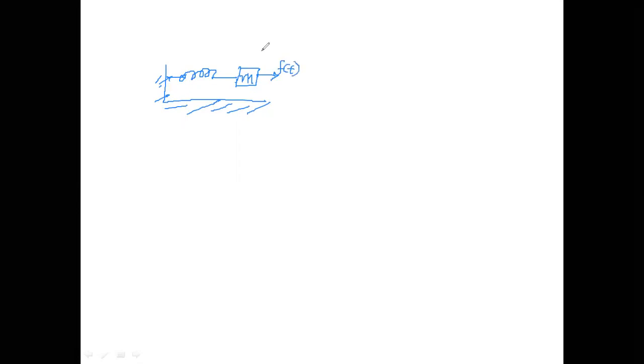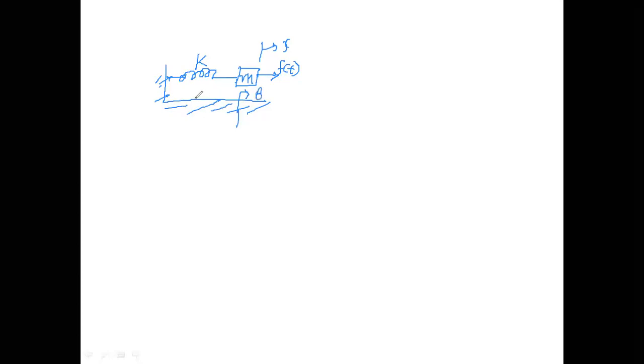You need to find its corresponding force current as well as force voltage analogous system. The spring constant, the stiffness, is K. For the mass element, the displacement is represented as X. The applied force is F of t. Between the ground plane and the mass element, there exists a frictional element, represented as B.